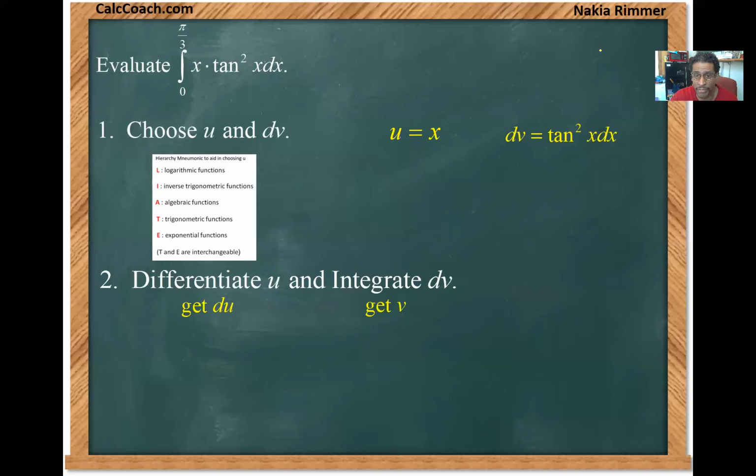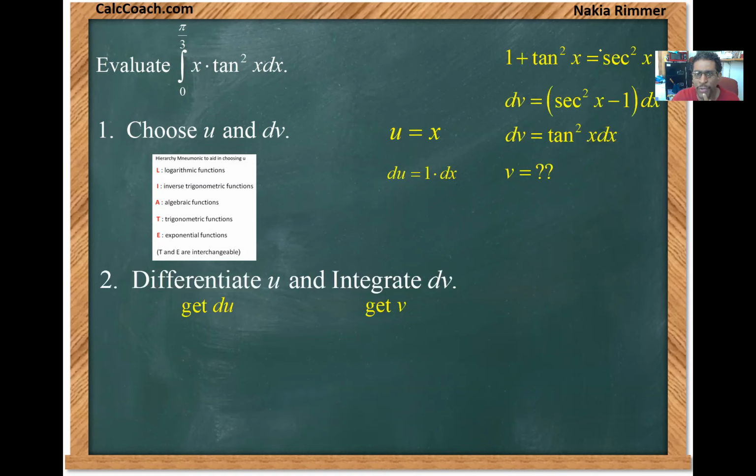What is the derivative of u? What is du? It's x's derivative, which is 1. What is the integral of tangent squared? What function has tangent squared as its derivative? Eek. I don't know. All right, but you have help. There is an identity on tangent squared that you can use to help you integrate it. It's the Pythagorean identity: 1 plus tangent squared is equal to secant squared. So you can solve for tangent squared and get that tangent squared is secant squared minus 1.